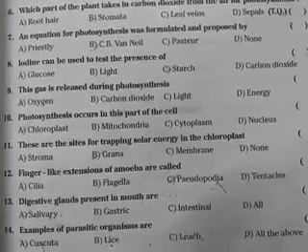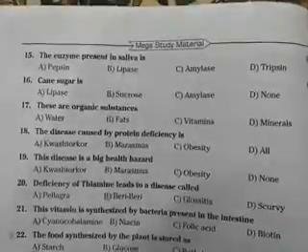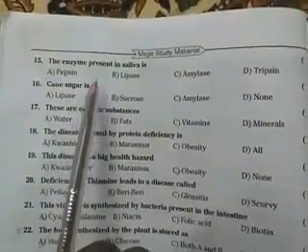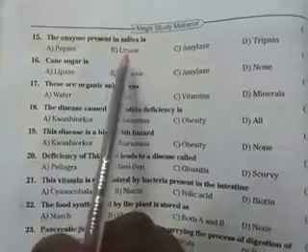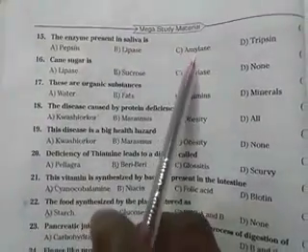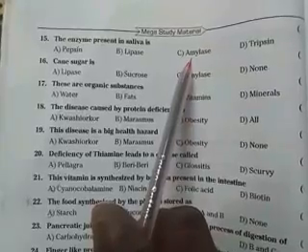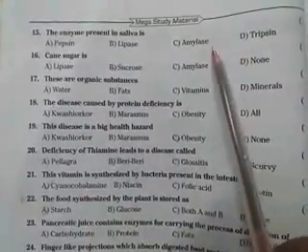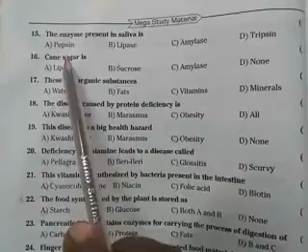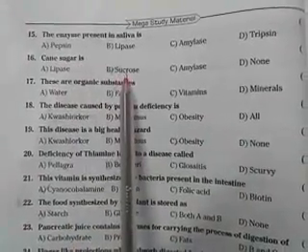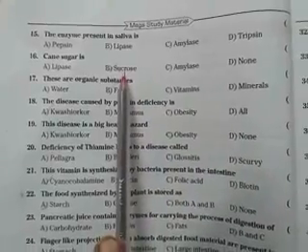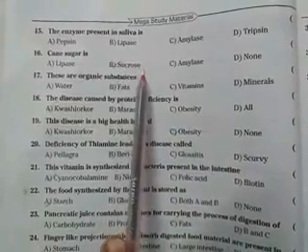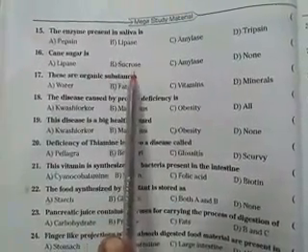Now we are going to discuss the 15th bit. See the 15th bit. The enzyme present in saliva is amylase. Saliva contains salivary amylase. It is also called ptyalin. Cane sugar is sucrose. Sucrose is also called cane sugar. Okay, cane sugar.